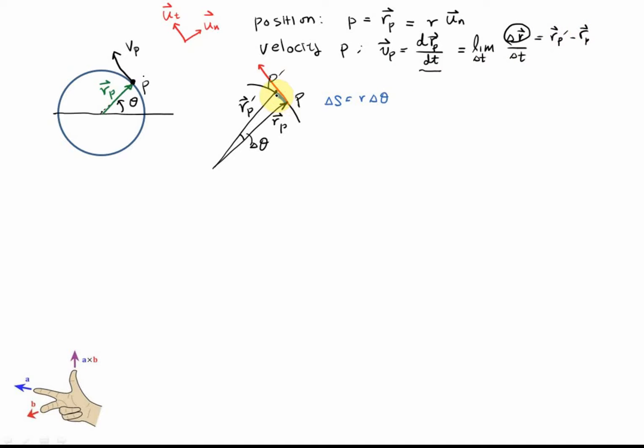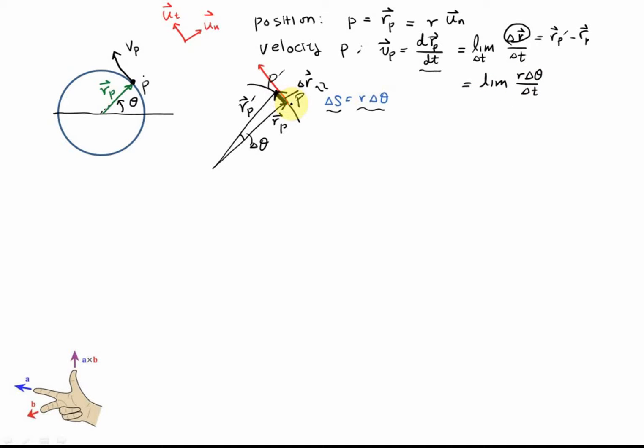That is the vector here, right? This vector is delta r. But since this is small, delta r is almost close to the arc length, which is r delta theta. So I just replace delta r with r delta theta over dt.